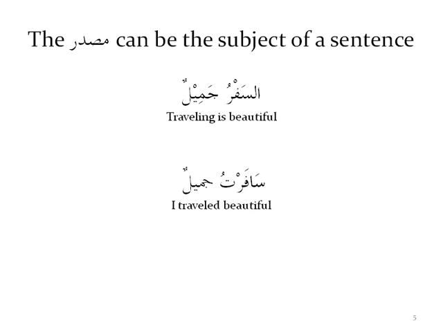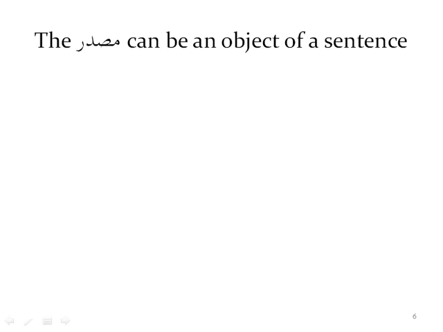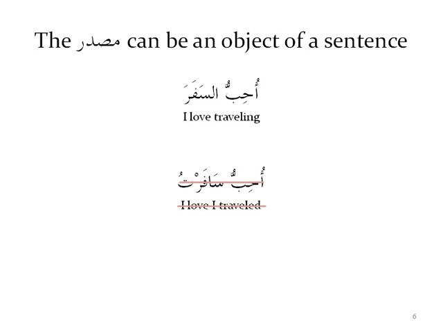That's quite silly. Similarly, you can make a masdar into an object, which is something only nouns can do. I can say, uhibbu as-safar, I love traveling. And only nouns can be objects. I can't say, for example, uhibbu safartu, I traveled. So inshallah, that's a little bit clearer for us. The masdar is a noun, in that it can be the subject of a sentence or the object of a sentence.